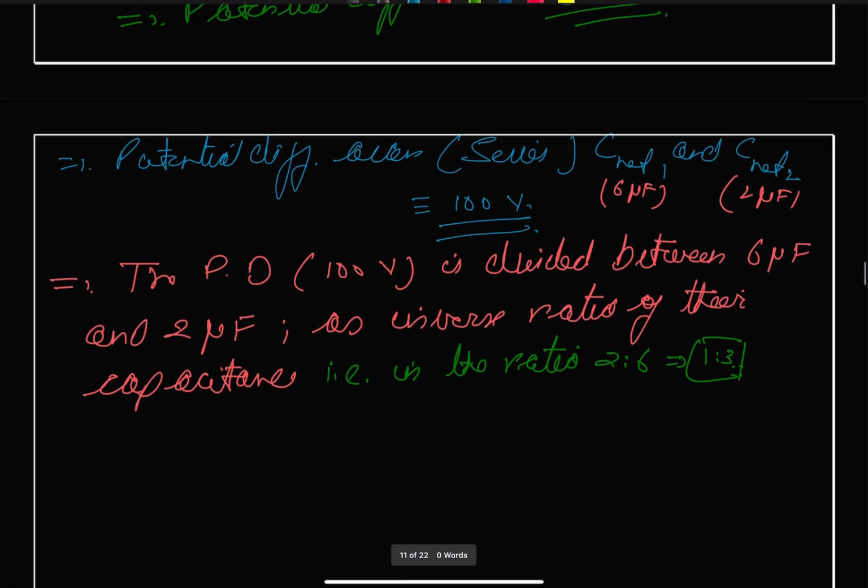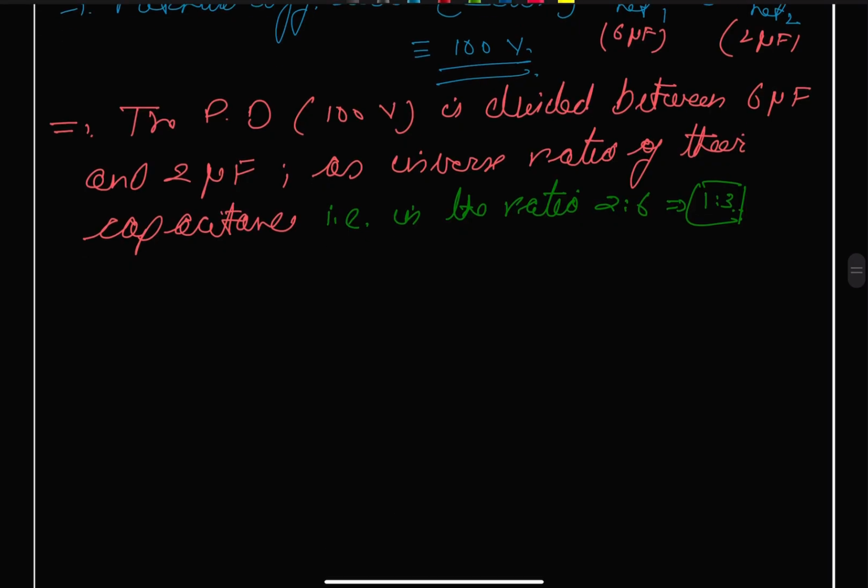So we can write that VAB will be equal to the potential difference across 6 microfarad, the ratio will be inverse, that will be coming as 1/4, multiplied by 100 volt, which is coming as 25 volt.